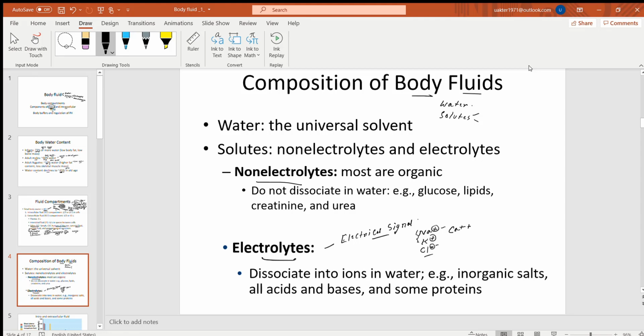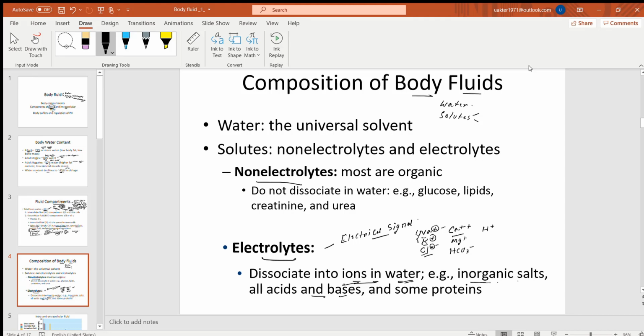So electrolytes are the solutes that carry the electrical charges when they are dissolved in the fluid or water. Okay, so all these are electrolytes. Bicarbonate carries negative, hydrogen carries positive, right? So all these are electrolytes, and electrolytes carry electrical charge when dissolved in water or body fluid, and most of the electrolytes are inorganic salts or acids and bases. Small amount of proteins also are electrolytes.